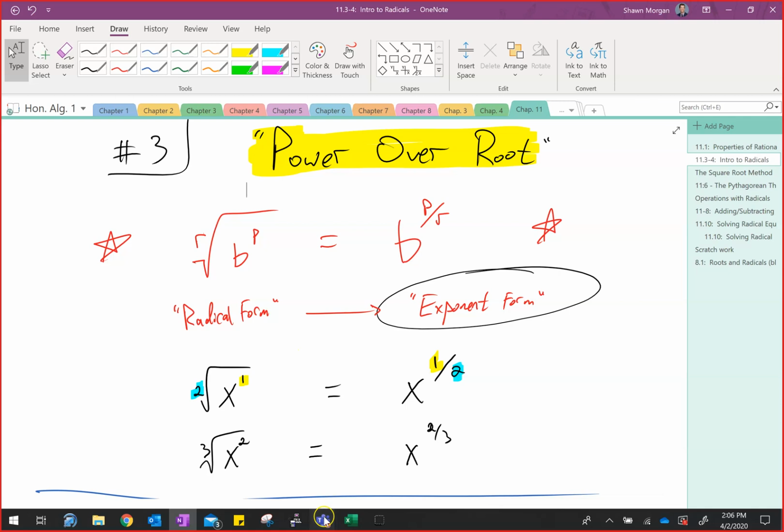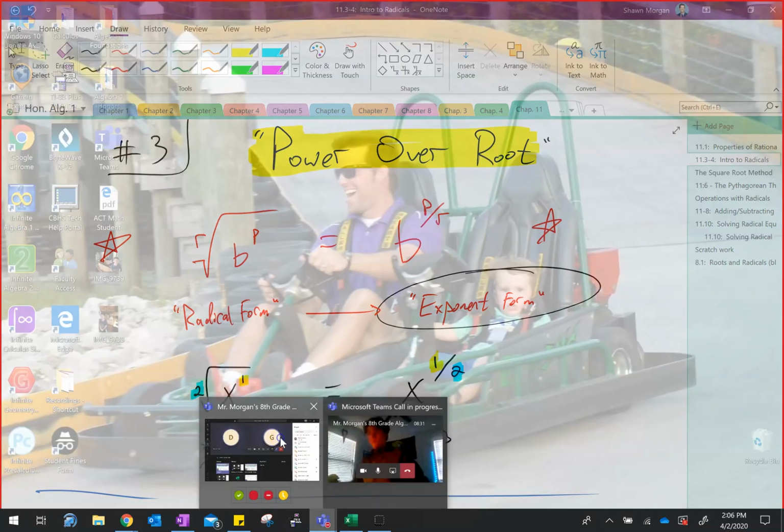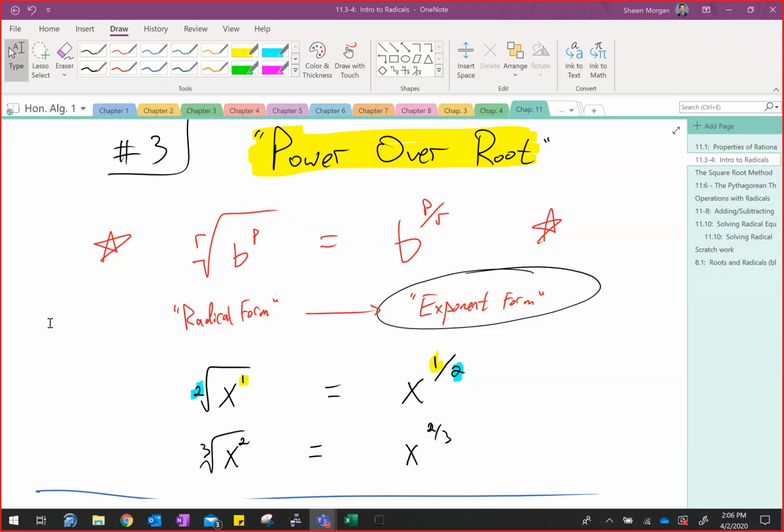What I mean by radical form is something where it's a square root or a cube root or a fourth root or whatever, and you convert that over into exponential form.